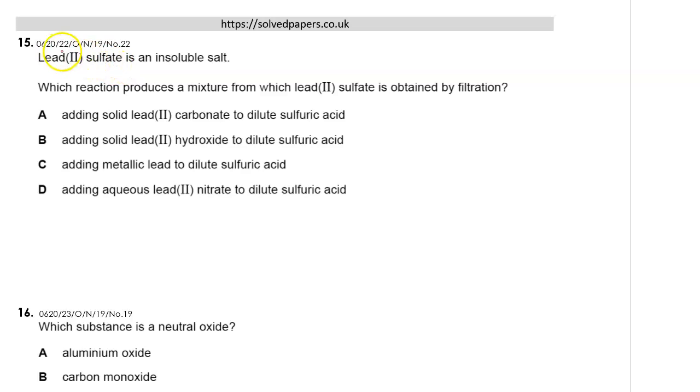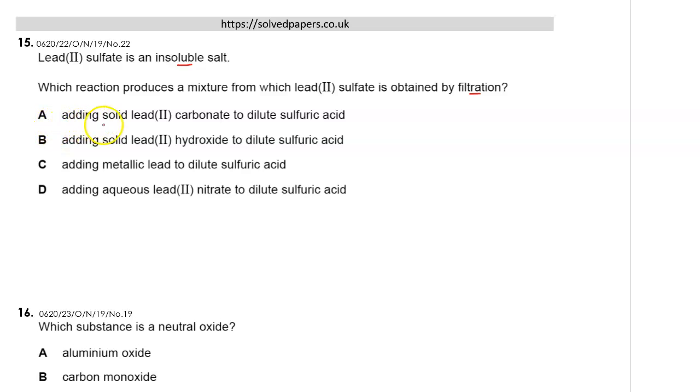Lead. Of course, this was from variant 2.2, and this was question number 22. We are told that lead sulfate is an insoluble salt. Which reaction produces a mixture from which lead sulfate is obtained by filtration? So you have to look at the reactions listed here and come up with one which will give you lead sulfate. And when you do, it should be insoluble, and therefore you need to get it by filtration.